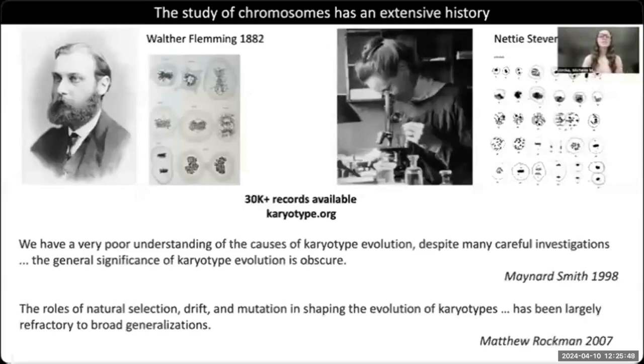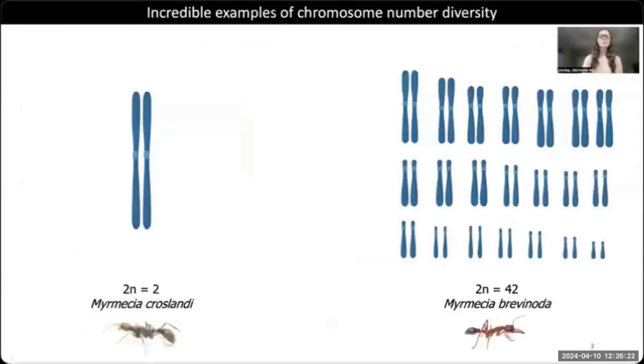Yet, despite all of this information and this very early discovery of chromosomes, we can see from people such as Maynard Smith in 1998 that we have a very poor understanding of the causes of karyotype evolution despite many careful investigations, and the general significance of karyotype evolution is obscure. And even more recently, from Matthew Rockman in 2007, we see that the roles of natural selection, drift, and mutation in shaping the evolution of karyotypes have been largely refractory to broad generalizations. And this has always been something that really drives our research into chromosome number evolution in the lab: wanting to know this seemingly basic yet very important point of what impacts or causes chromosome number evolution.